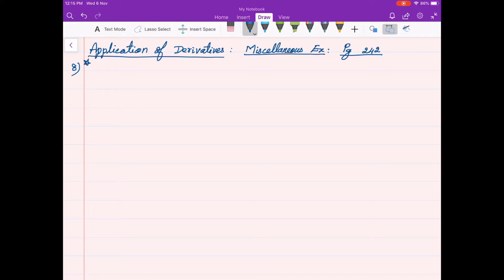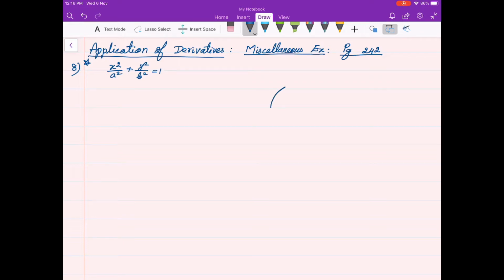Find the maximum area of an isosceles triangle inscribed in the ellipse x square divided by a square plus y square divided by b square is equal to 1, with its vertex at one end of the major axis.